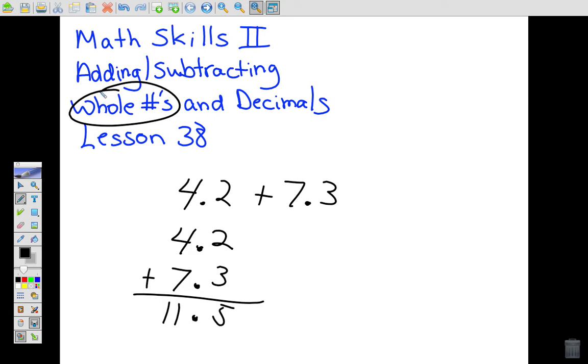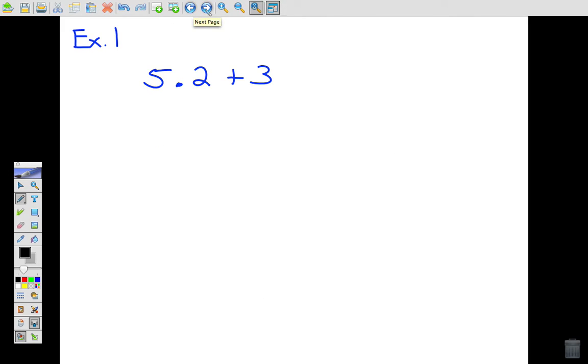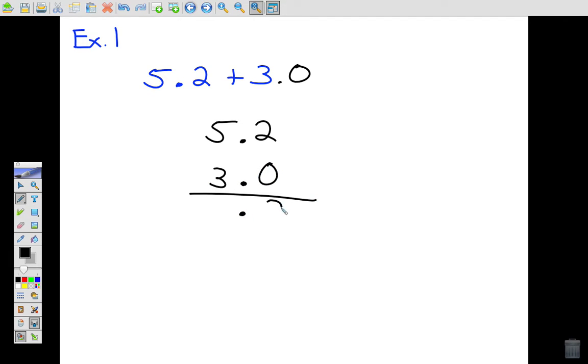A whole number, remember, is just simply a number that doesn't have a fraction or a decimal. 4 is a whole number, 7 is a whole number, and so on. So let's take a look at example 1. Notice that I have a decimal plus a whole number. Well, what we do here, we have the 5.2. Now, you could think of 3 as 3.0. And you line up the decimals, and just like before, you add them up. And we get 8.2 or 8 2/10.